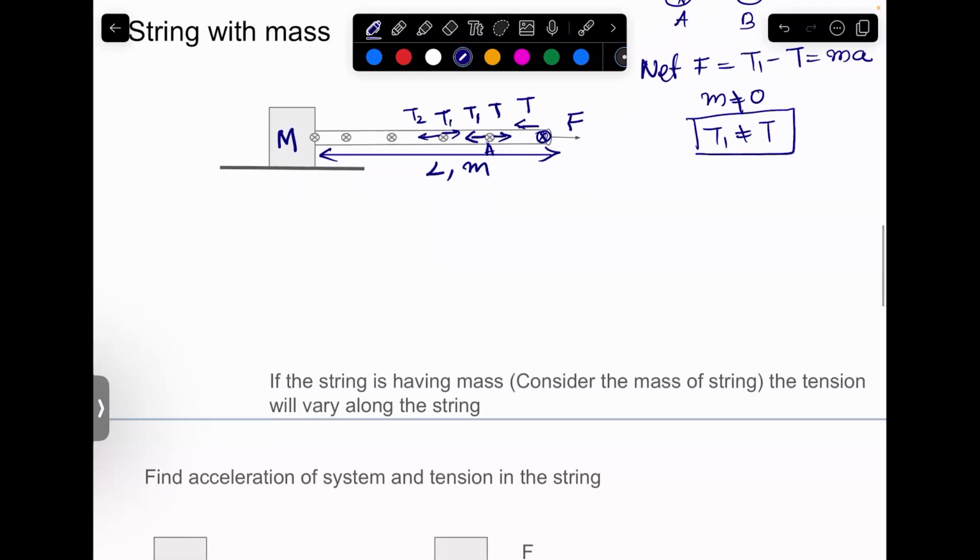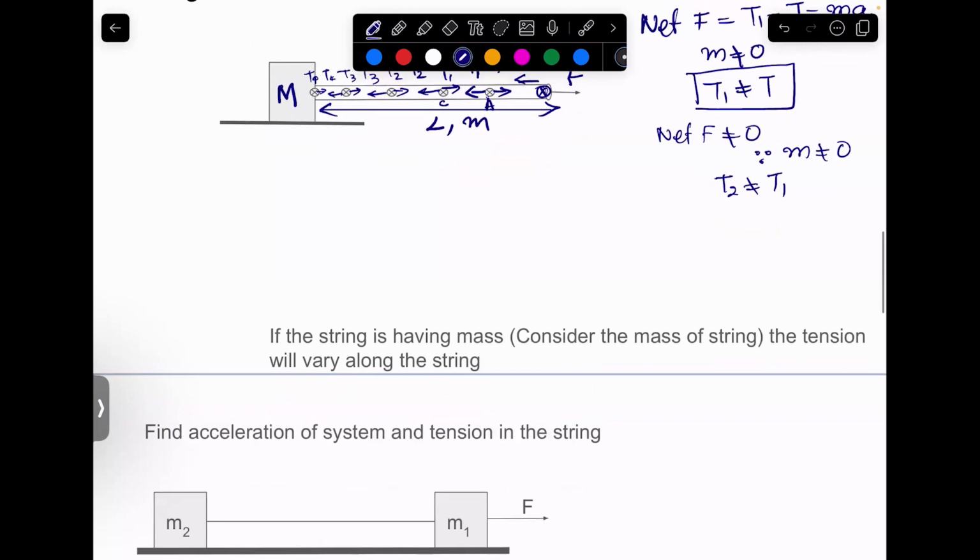Why? Because again, at this point, if we take it as C, net force will not be equal to 0 since m is not equal to 0. So T2 is not equal to T1. Similarly, here it will be T2 and here it will be T3, which is not equal to T2. Here it will be T3 and here it will be T4 and this will be T4 again.